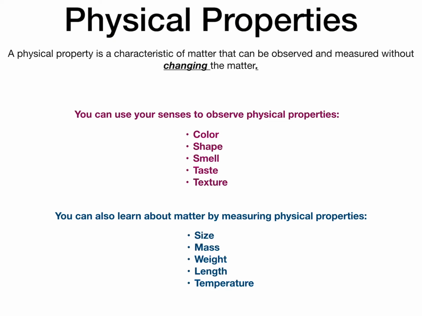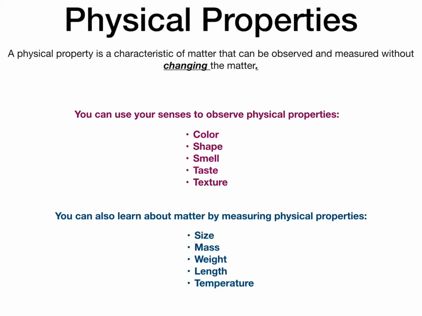So now we're going to talk about physical properties of matter. A physical property is a characteristic of matter that can be observed and measured without actually changing the matter itself. For example, if you were to observe an apple, you can talk about its different characteristics without having to change it or do anything to it. You can look at it, smell it, taste it, feel it, and talk about the shape or the color. You don't actually have to physically change the apple itself. If you cut it up and taste it, it's still going to be an apple.